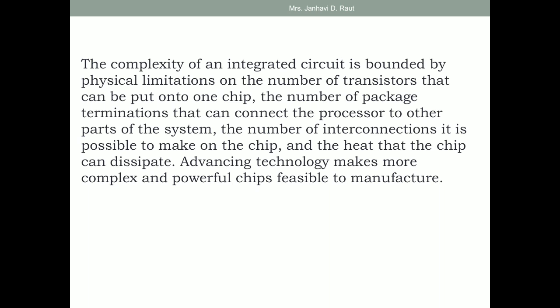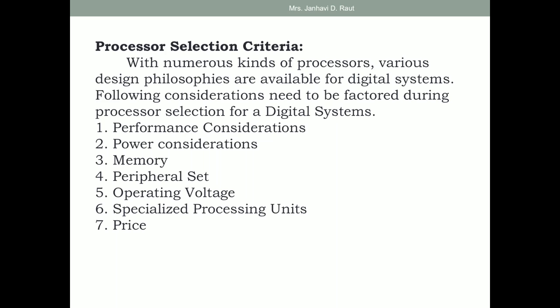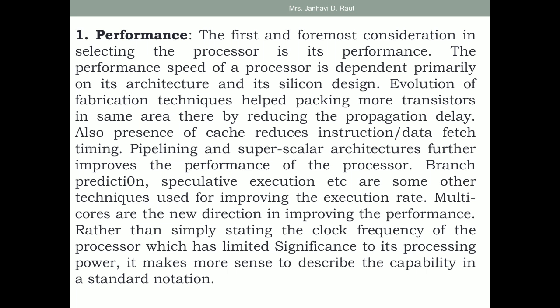Processor selection criteria. With numerous kinds of processors, various designs are available for digital systems. The following considerations need to be factored in during processor selection for a digital system: performance, power considerations, memory, peripherals, operating voltage, specialized processing units, and the last one is the price. So firstly we will start with performance.